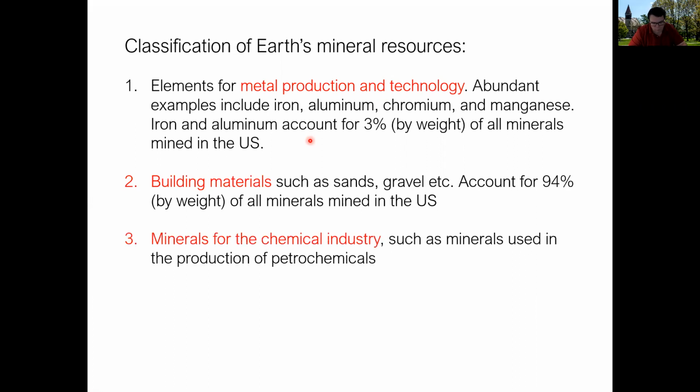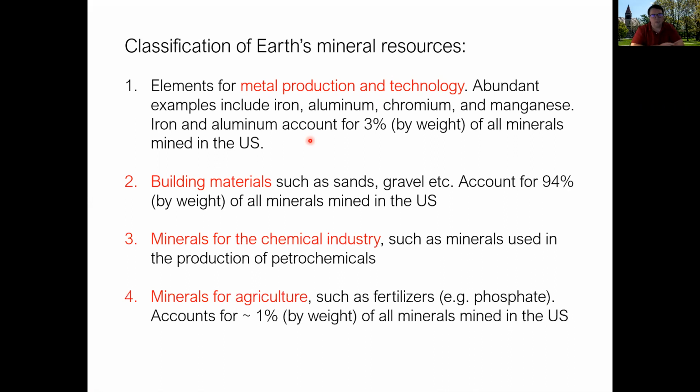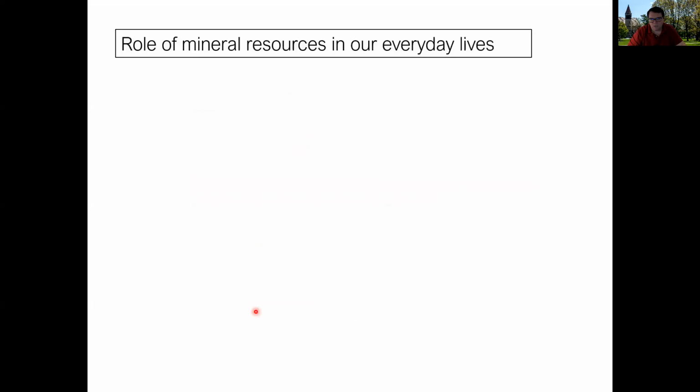Other important components include minerals mined for the chemical industry. These can include minerals for production of petrochemicals and catalysts. To some extent, some of these things are even recovered from oil and gas reserves. And last but not least, people tend to forget that minerals for agriculture, particularly phosphatic fertilizers, account for about 1% by weight of all the minerals mined in the U.S. and are a really important mining component. This is actually becoming a pretty important and critically limited resource. There aren't as many phosphate ores left to be harvested out there.